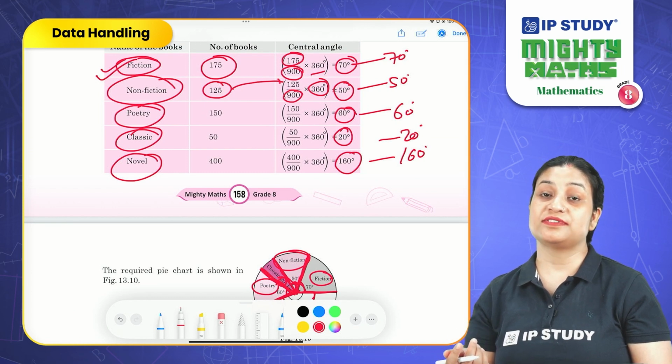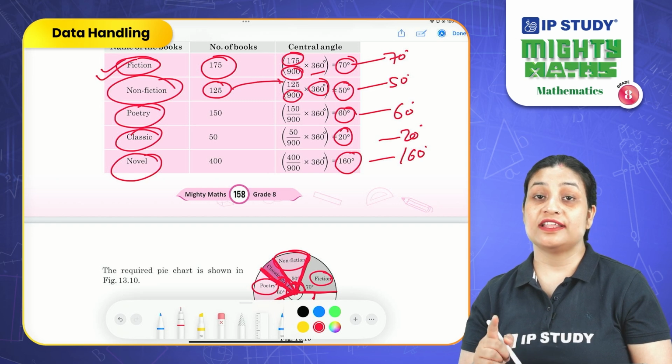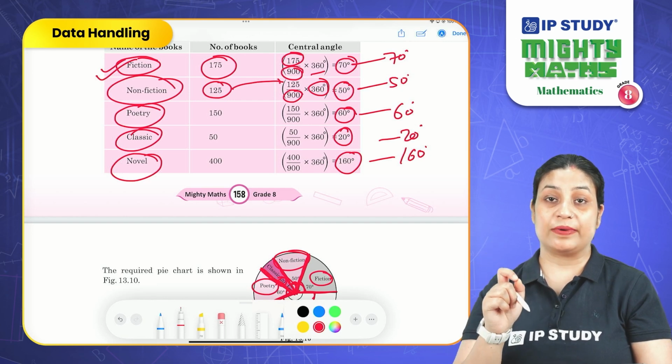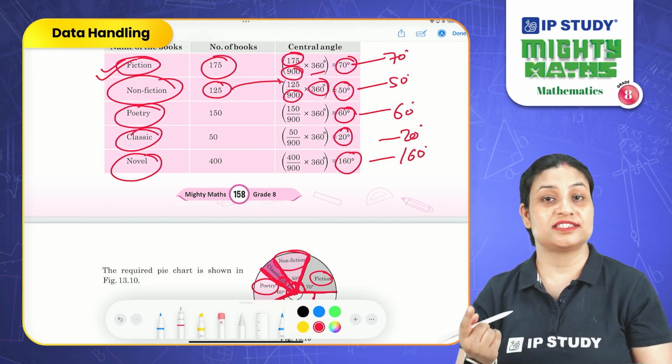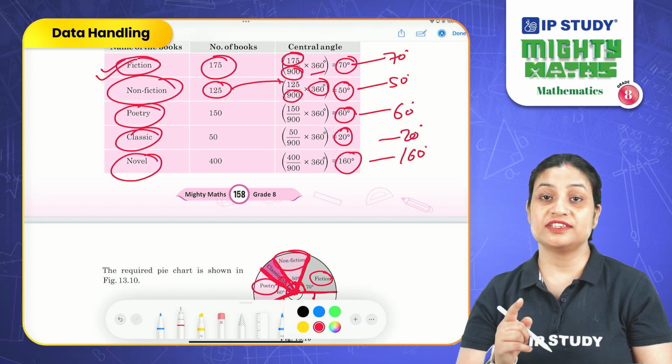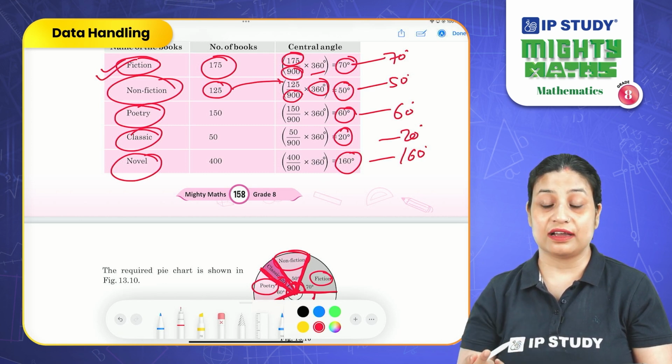So what are the steps that we have followed? First of all, find out the sum of all the components. Then you have to find out each angle for the component. For that, you will divide each individual component by the sum of the components and then multiply the ratio with 360 degree. When you do so, for each and every component, you get the angle, right?